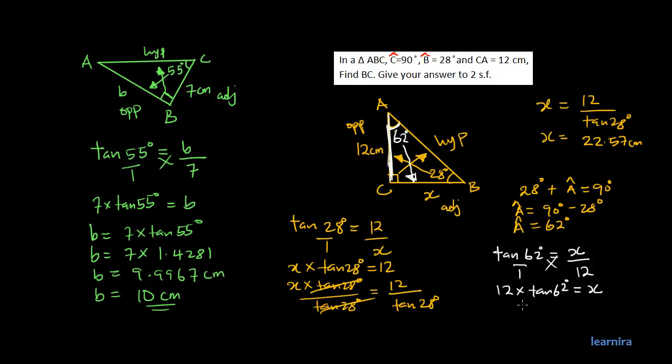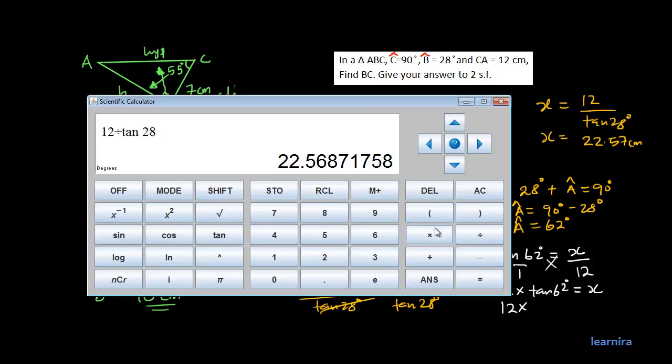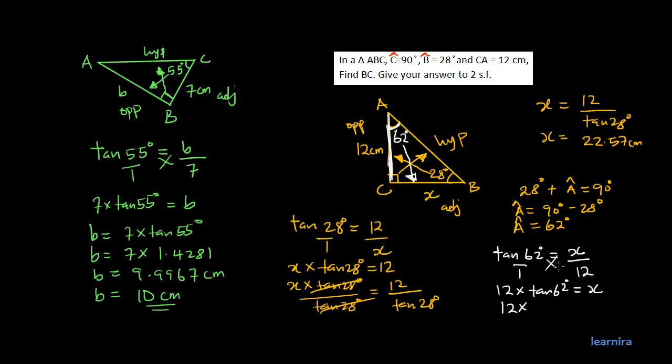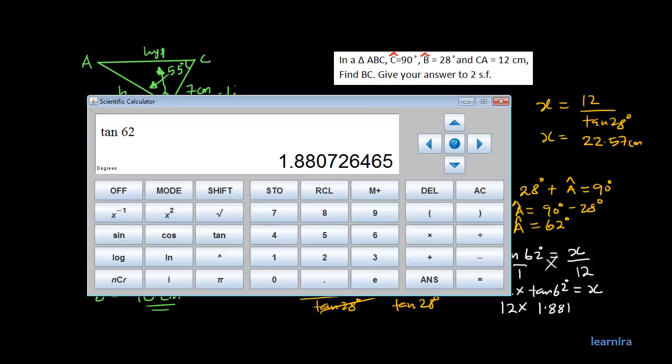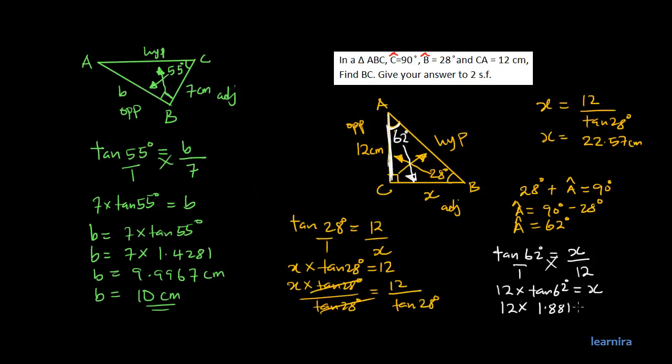Now you notice, instead of dividing, we are multiplying. It's easier to multiply than to divide a decimal number. So what we'll do here, this will be 12 times tan 62, which we can find using our calculator, although you can use your tan table to find that too. Tan 62 is 1.881 approximately, so 12 times 1.881 is approximately equal to x.